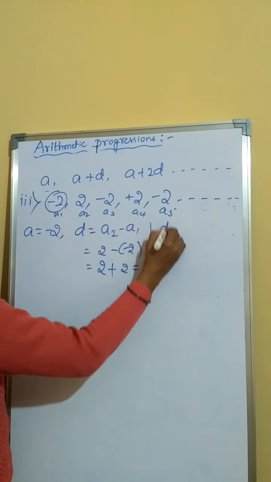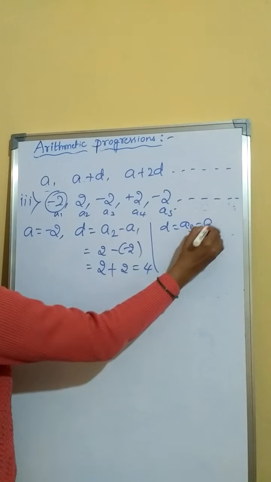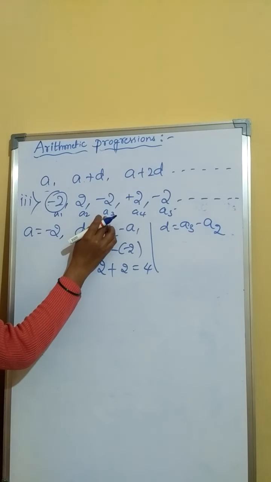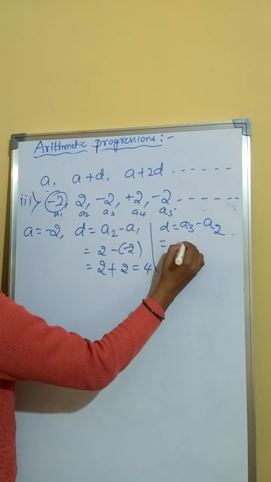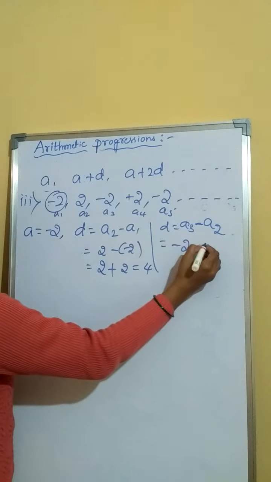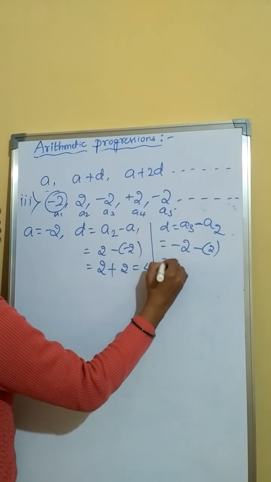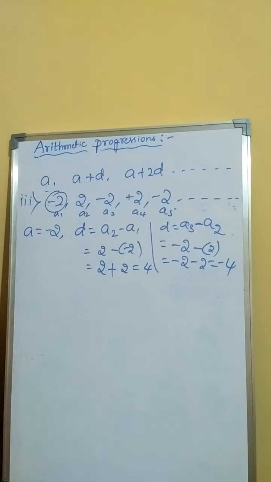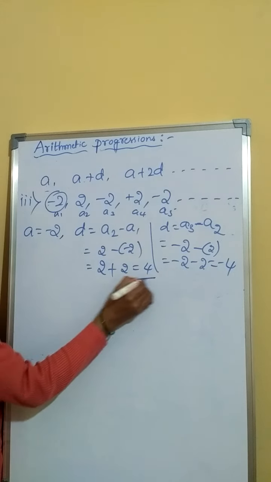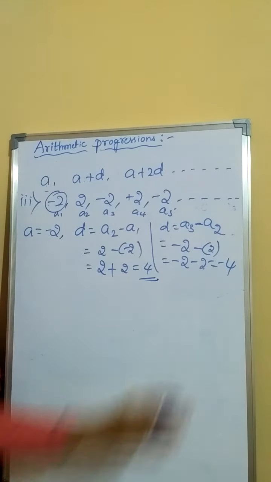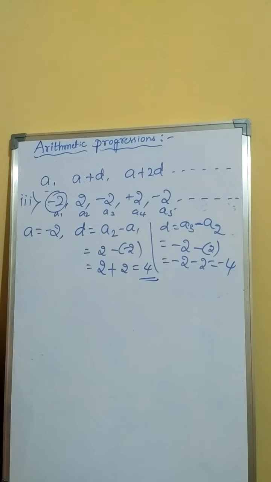Here D can also be written as A3 minus A2. So students, what is A3 here? That is minus 2 minus A2. A2 is plus 2 here. Of this 2, now minus 2 minus 2. So we got minus 4. So now look at the common difference. Here we got 4 and minus 4, which are not the same.